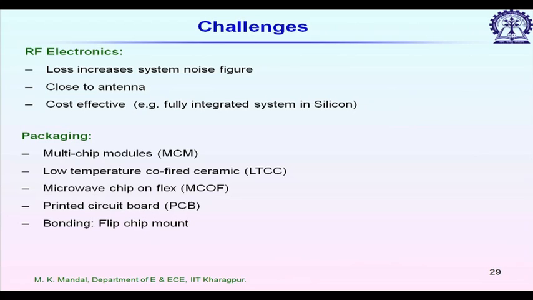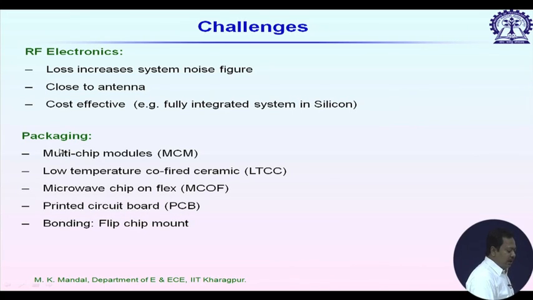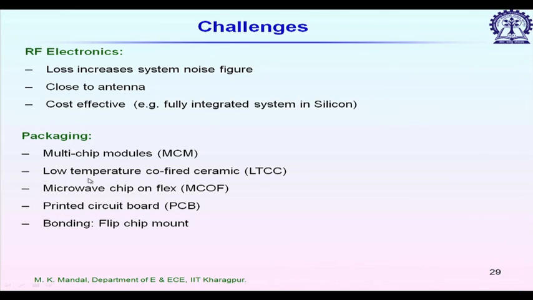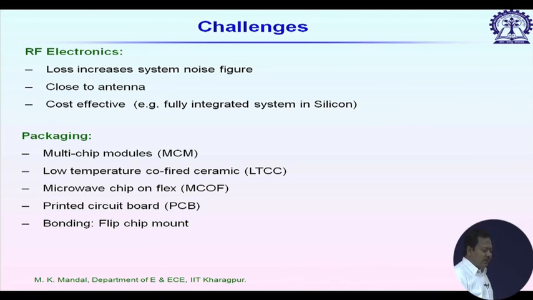Next is packaging, another important issue. Whatever components we are designing, we have to put them under some packaging to protect them from severe weather conditions, and we have different packaging systems. One is called multi-chip modules, where different chips for different functions are integrated together and then put under one single package. So, from outside you can't understand that inside there are many chips.